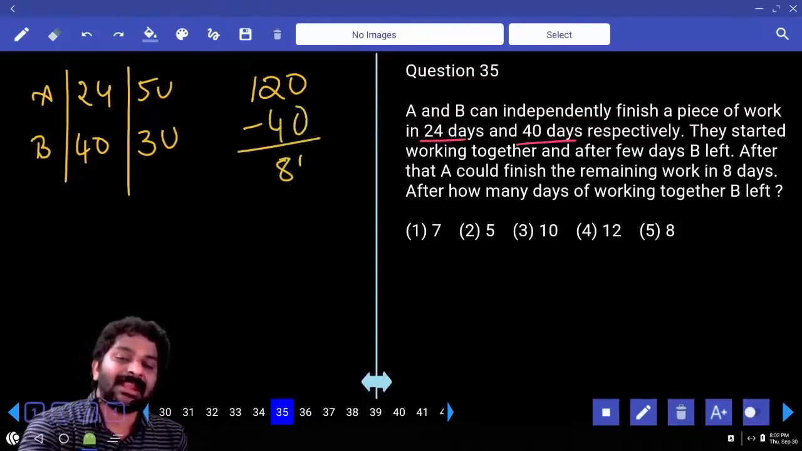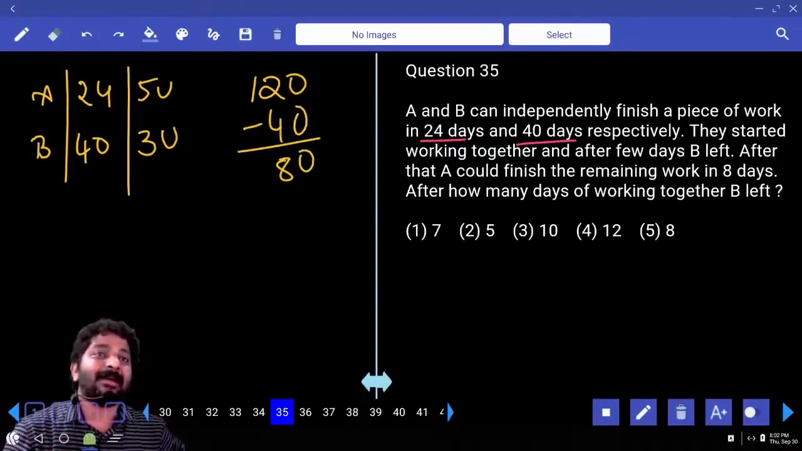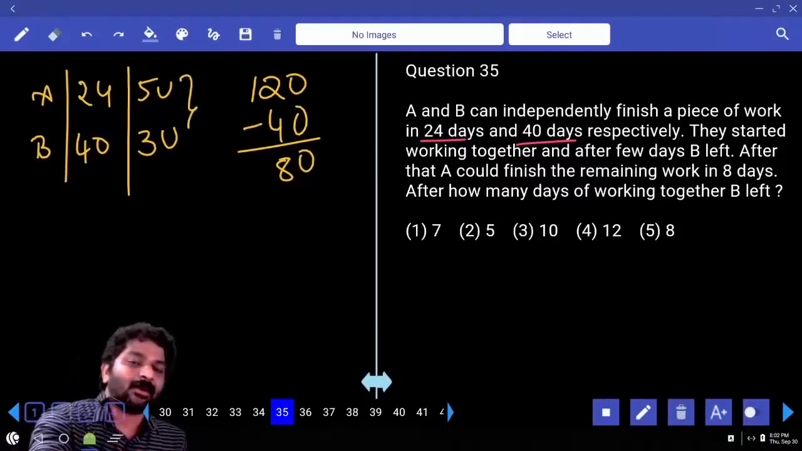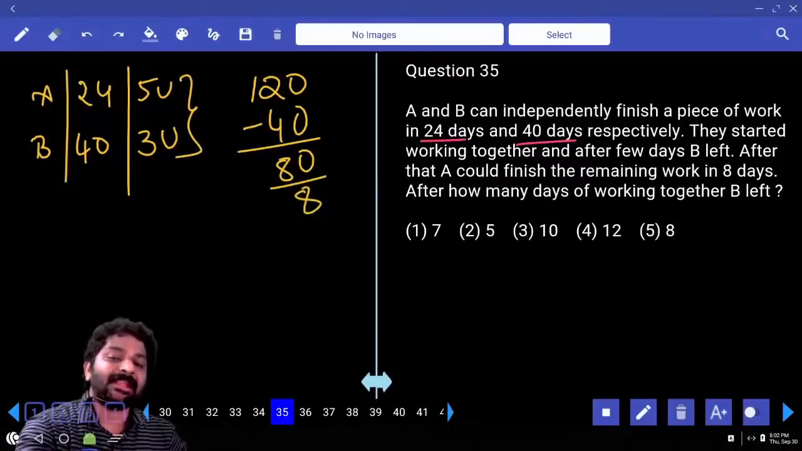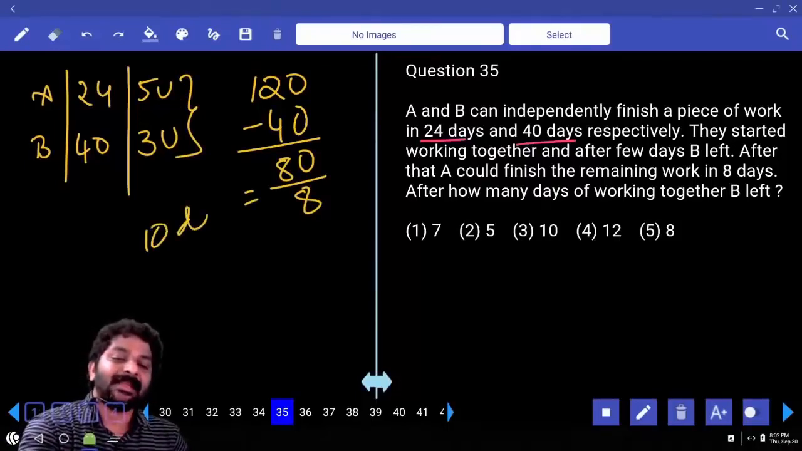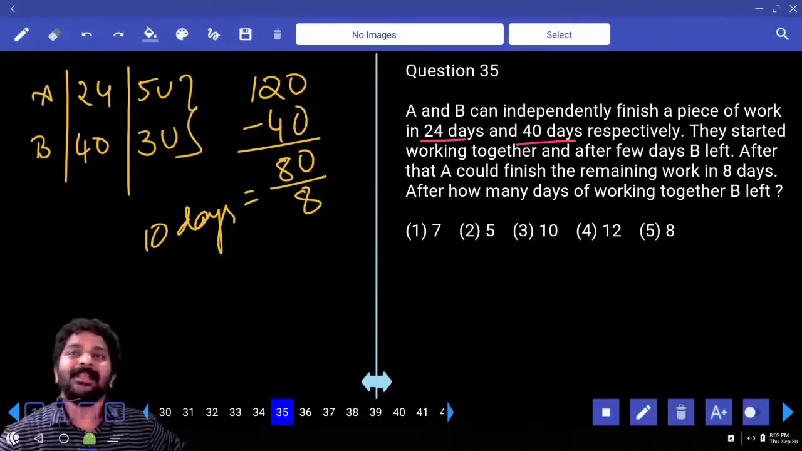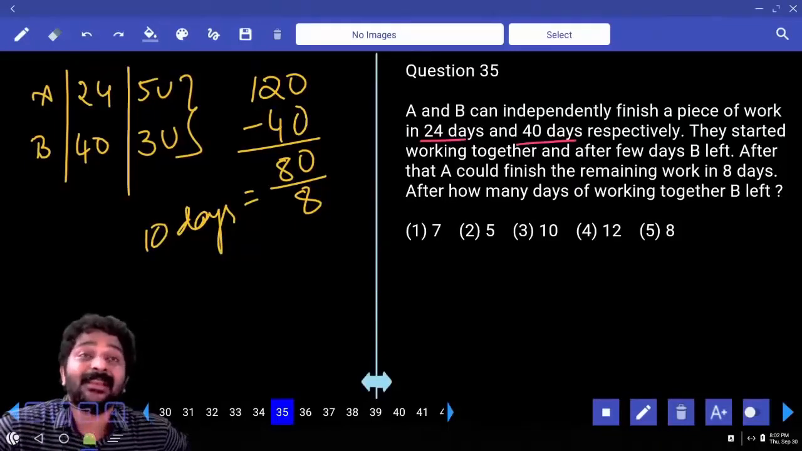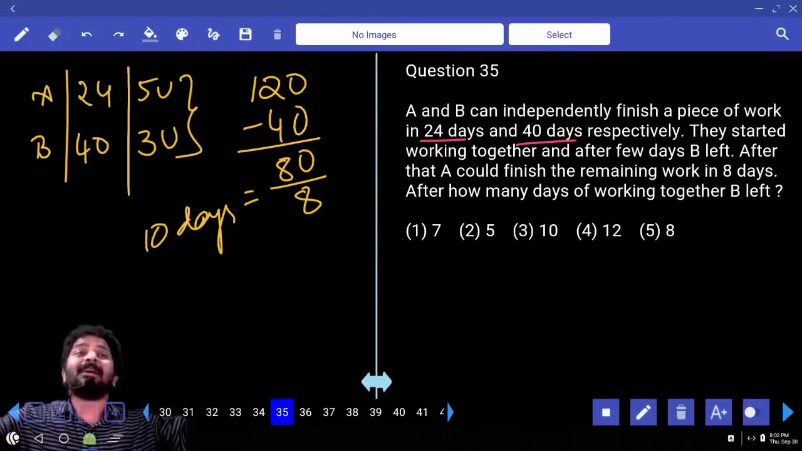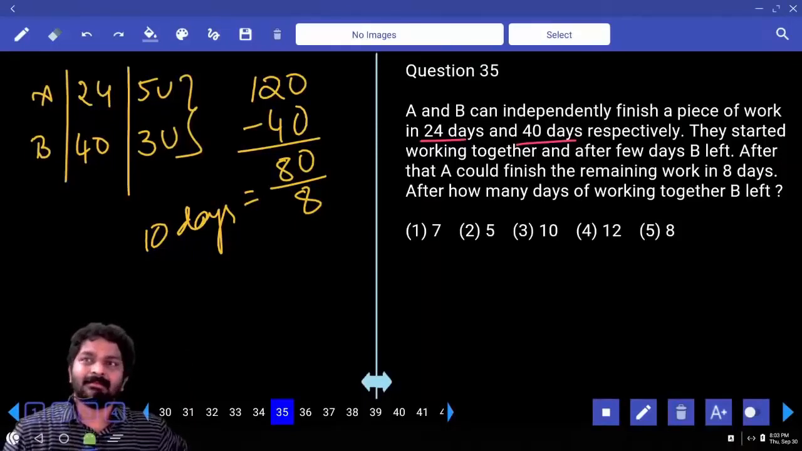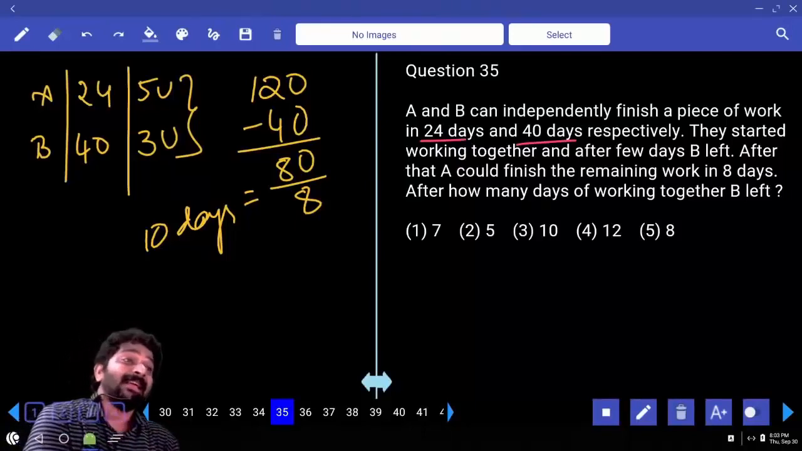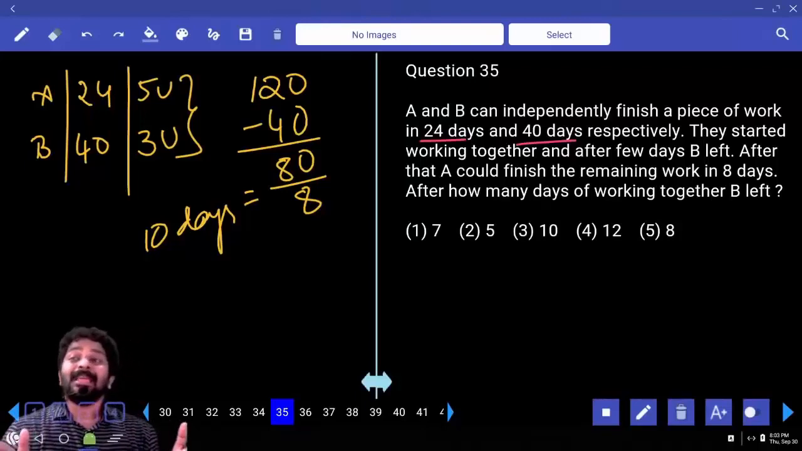That means whatever the balance, 80 units, that work was done by both A and B together. Agreed? A and B together can do how many units per day? Then to complete 80 units they need how many days? That means they both worked together for 10 days. A worked for 18 days, 10 days along with B, and after that A alone 8, total 18 days.